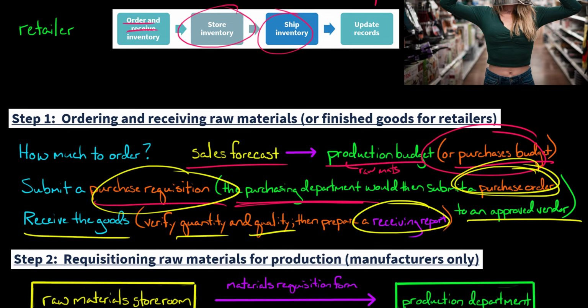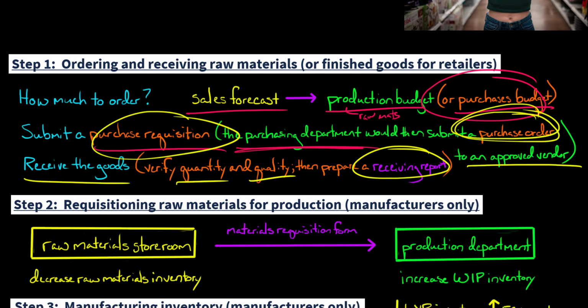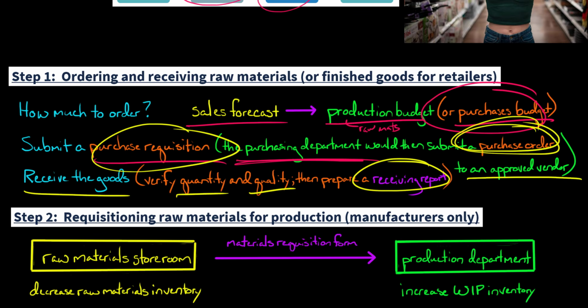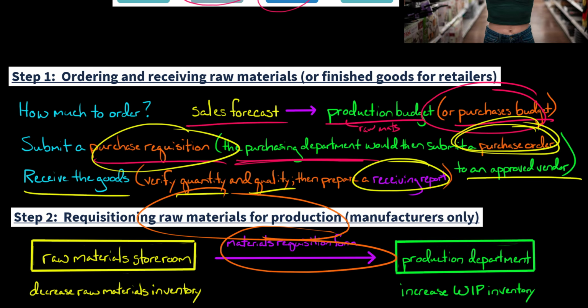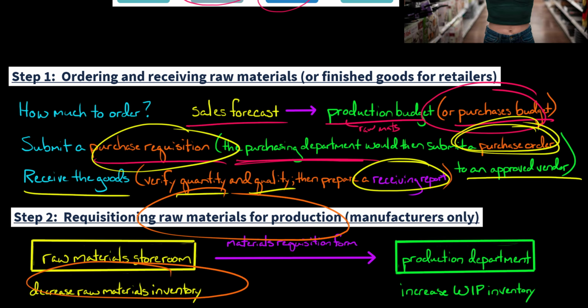So that's the first step of the inventory management process. Now, you've got the raw materials, assuming we're talking about a manufacturer here, and they're just sitting in the raw materials storeroom. And at some point, you say, actually, we're going to fill out a materials requisition form over here in production because now we're requesting that some of the raw materials be moved from the storeroom into production. When that happens, you're going to decrease the raw materials inventory and increase work in process inventory.